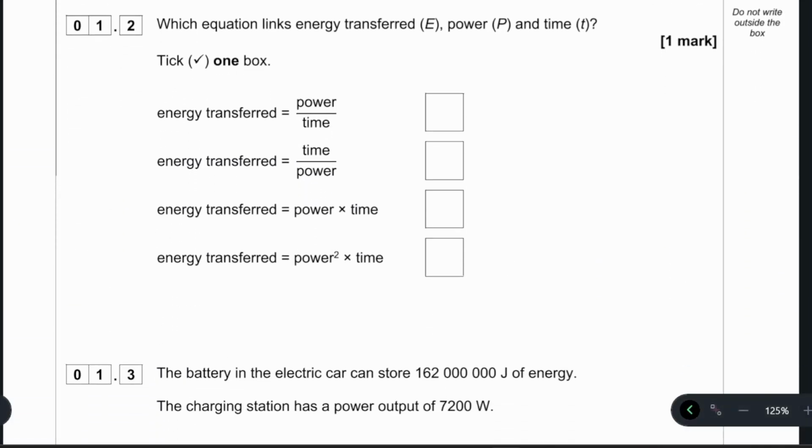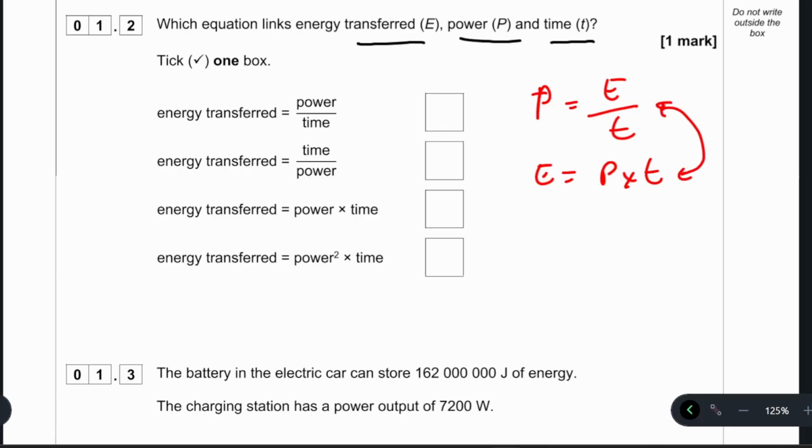Okay, next part of the question, we've got which equation links energy transferred, power, and time. We should know that the equation for power is equal to energy transferred over time. If we rearrange that for energy transferred, the energy transferred is equal to the power multiplied by the time. It doesn't matter what form you know your equation in, as long as you can rearrange it like that. So now we can see energy transferred equals power multiplied by time. It's going to be that third option there.